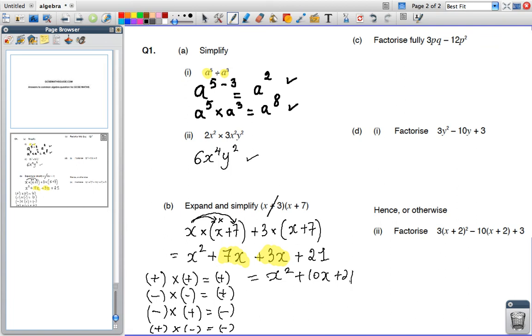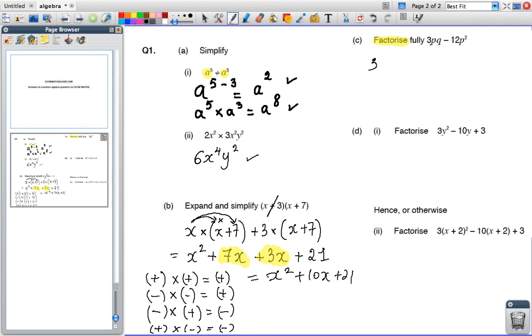Right, moving on. Part C, factorize fully 3pq minus 12p squared. When you're talking about factorizing, we're talking about putting this expression back inside brackets. So to do that, you're going to look at the numbers first, and here I've got 3 and 12. So you're going to ask yourself, what's the highest number that goes into 3 and 12? In this case, it's going to be 3.